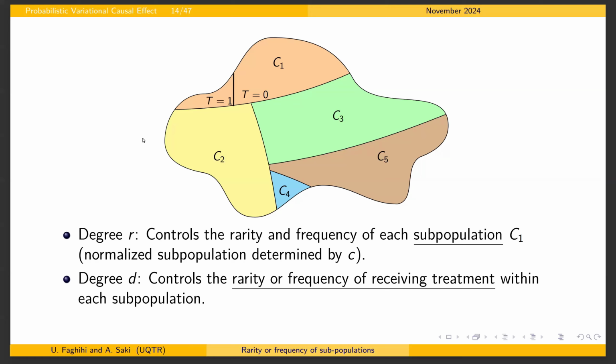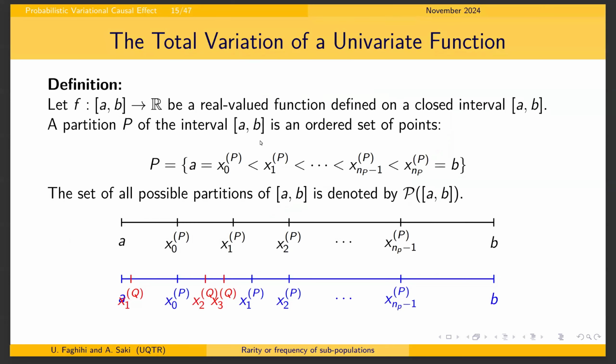So we define two things: the degree R controls the rarity or frequency of each subpopulation. Degree D controls the rarity or frequency of receiving treatment within each population, which is here. Okay. So our model, we call it total variation. The base of our causal model is total variation. We adapt it to different situations, and right now it's adapted to multivariate causal effect.